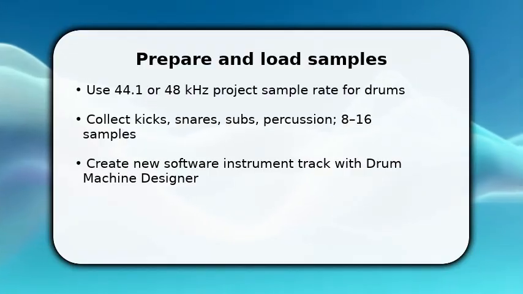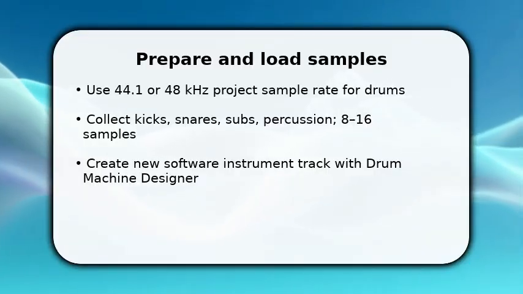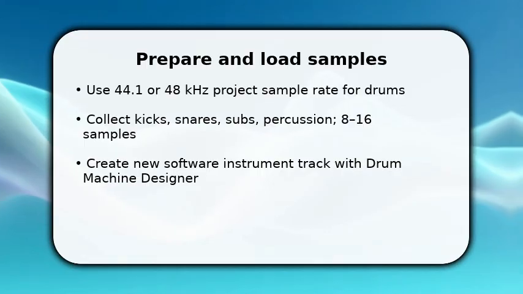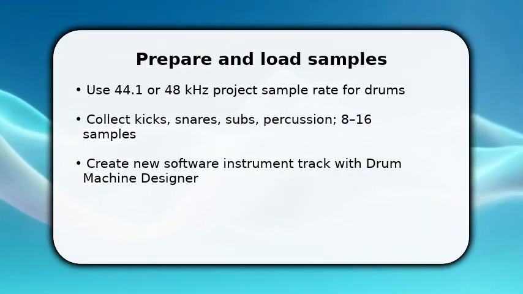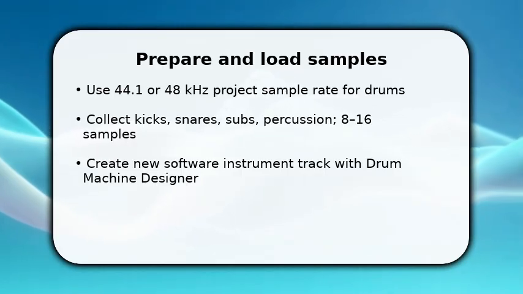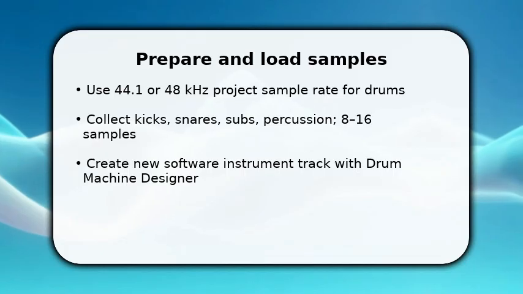You start by gathering the core samples and setting your project sample rate to 44.1 or 48 kHz so timing and pitch stay consistent. Once done, open a new software instrument track and load Drum Machine Designer. This gives you immediate pad mapping.